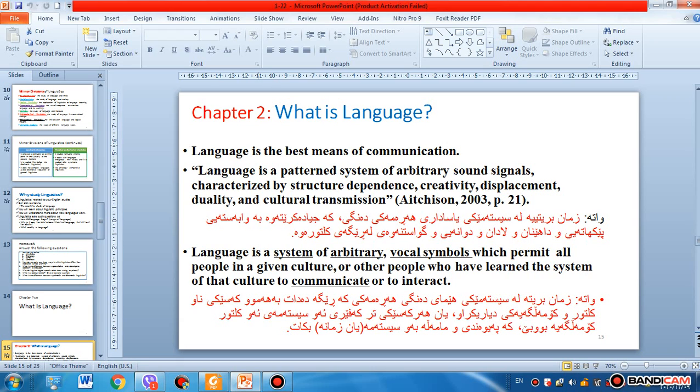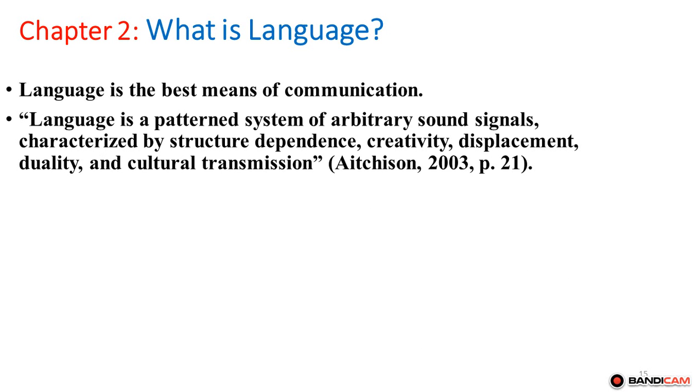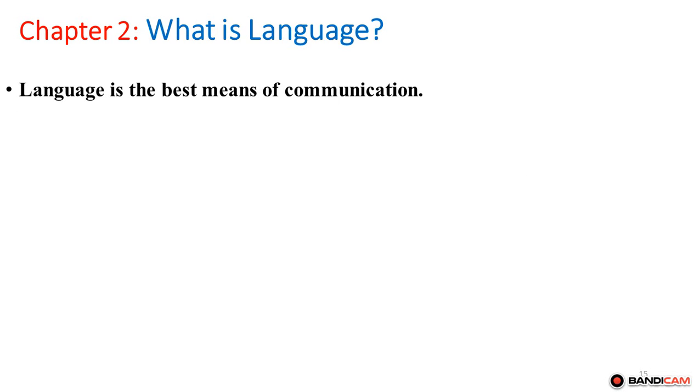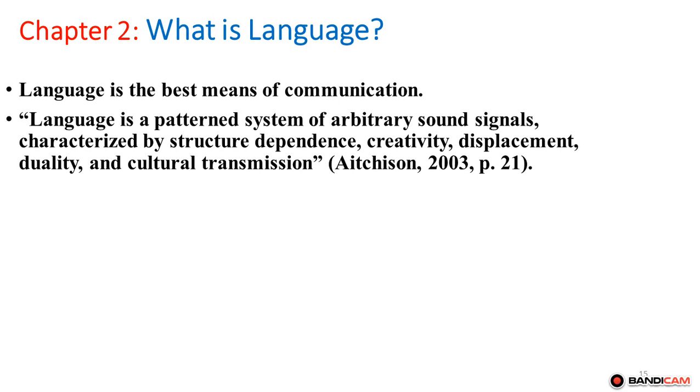Different definitions to the notion of language. According to these definitions, human language is the best means of communication, and language is a patterned system of arbitrary sound signals characterized by structure dependence, creativity, displacement, duality, and cultural transmission. So these are the 8 points that Aitchison summed up on page number 21.